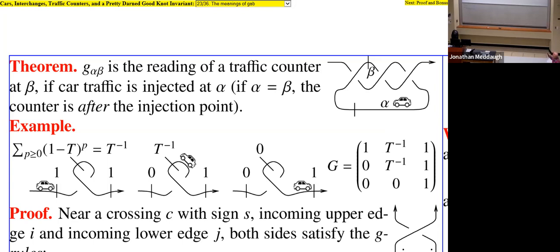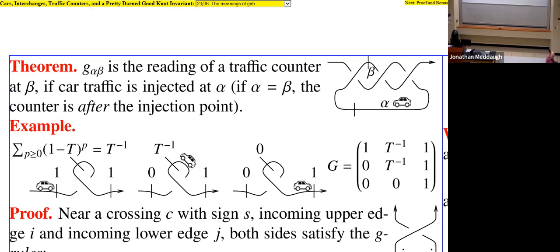Now, had I injected the car here on the kink instead of on the left, that's in fact exactly the same as injecting it before the kink, because traffic goes under the underpass unchanged. So I get t inverse here and one here. The only thing that changes is that the counter that is before the kink counts nothing. So that's the zero here. And finally, if I inject the car on the last strand, then nothing will ever go backwards through the kink, so the only counter that measures anything is the counter here. So the overall matrix is, well, the first row is from the first car: one, t inverse, one, and so on.